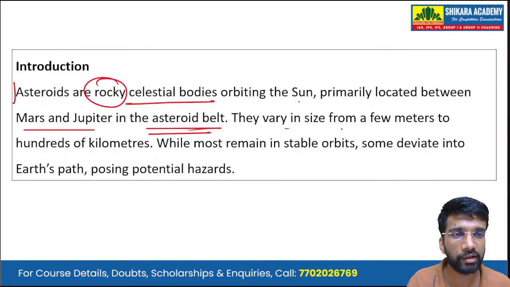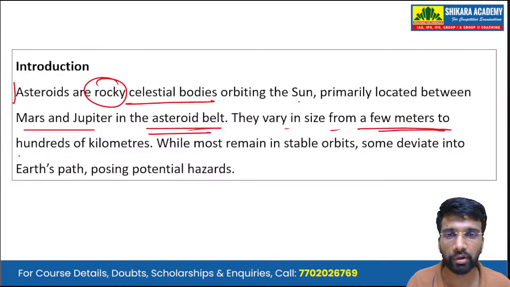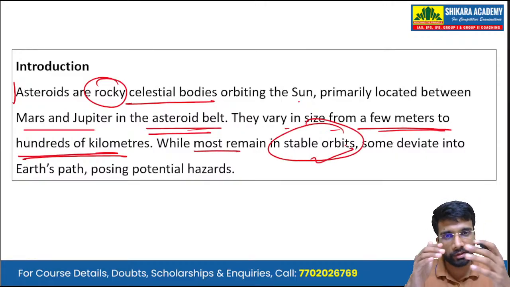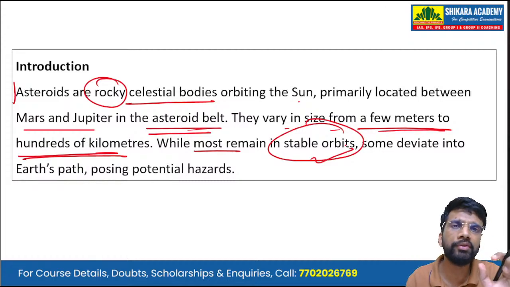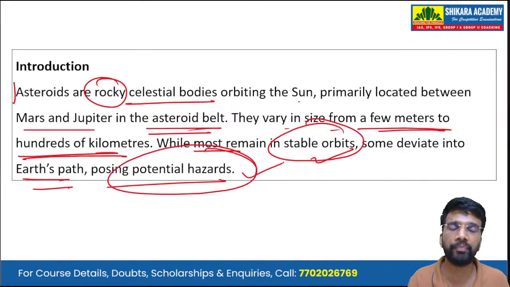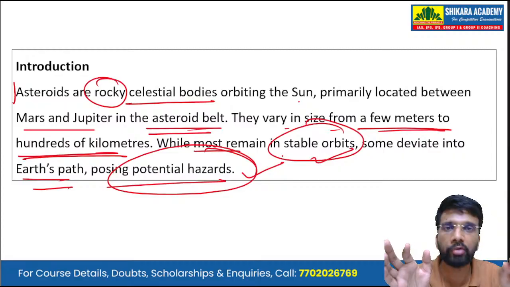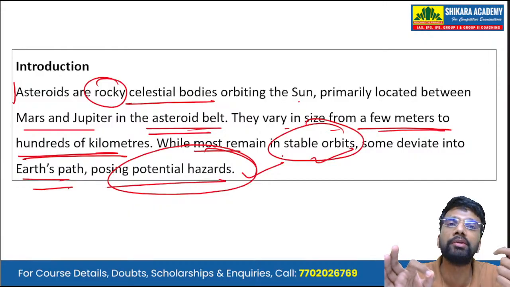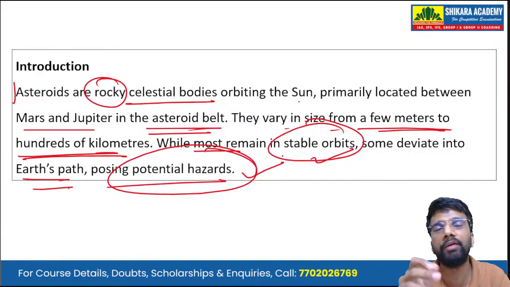These asteroids vary in size from a few meters to hundreds of kilometers in their diameter, while most remain in stable orbit. So most of the asteroids are in the stable orbit in the asteroid belt. Some of them deviate from this belt, from their own orbits, into the Earth's path and pose a potential hazard. So if any asteroid deviates from its path, then it might come in Earth's path and might collide with the Earth.